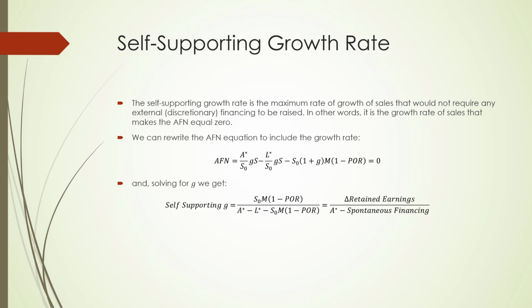Now let's plug some numbers into this. And so you see that we have sales in period 0, 2018, is 2,000 times the net profit margin times 1 minus the payout rate divided by our spontaneous assets, which is 1,200, minus our spontaneous liabilities, which is 80, minus, again, the change in retained earnings, gives us 4.283%. So in other words, Hatfield should be able to grow at 4.283% without needing any external financing.